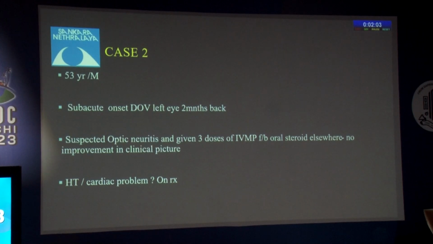So this is case 2, who was referred as optic neuritis. He was a 53-year-old male. He had a drop in vision in the left eye for 2 months. And he had some cardiac ailment for which he was on treatment. He didn't carry the reports.